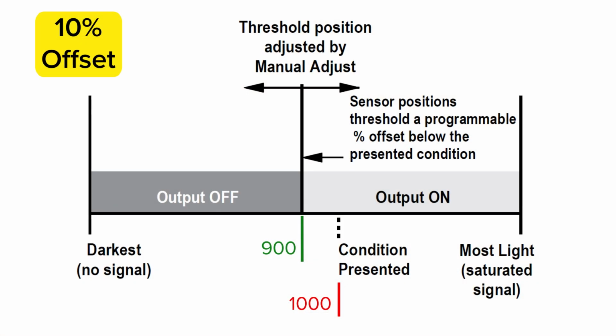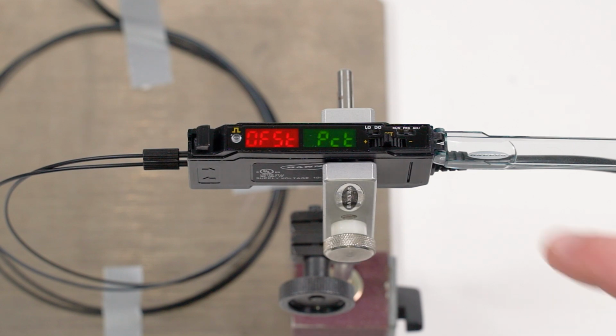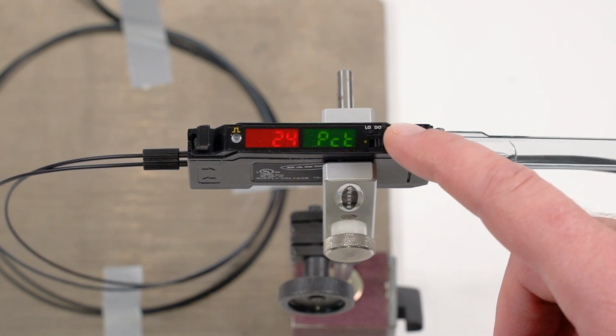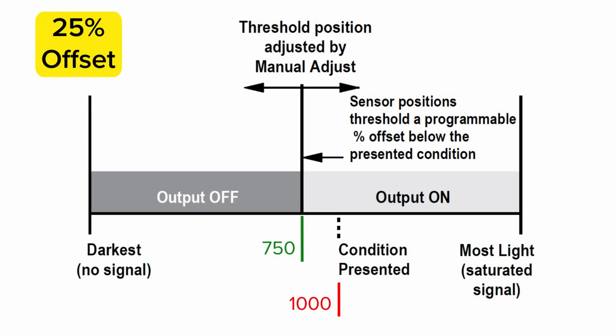The light set teach mode will place the switching threshold a specified percentage below the presented condition. By default, this offset percentage is set to -10% of the taught condition. To change the offset percentage, use the rocker button to select the offset percentage menu. Then select the required percentage and push the rocker button again. It is recommended to set this value prior to teaching the amplifier.